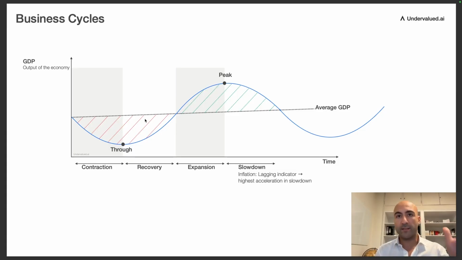Coincident is at the same time, as the name suggests, and it's, for example, the industrial production. And for lagging indicators, the 2 most important ones to remember would be unemployment and inflation. So they're always, if you want, one cycle back. So the inflation peaks after the peak in real activity.